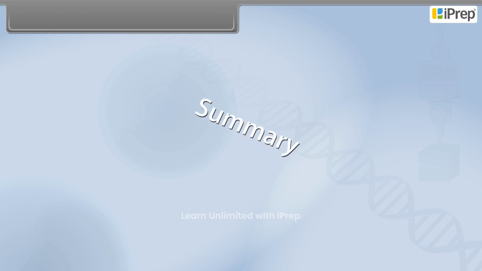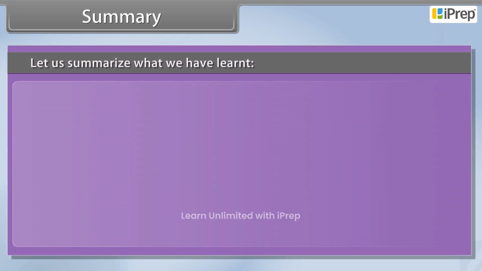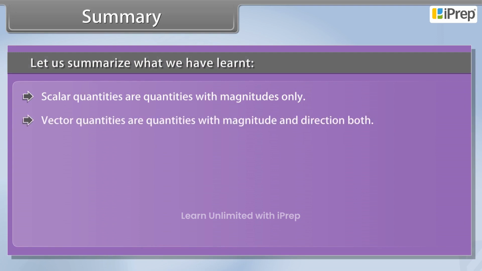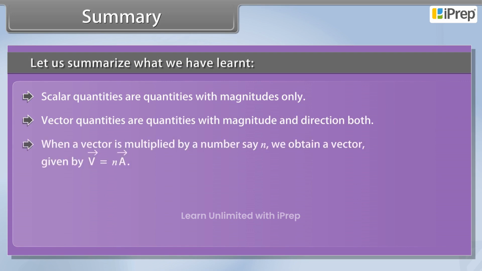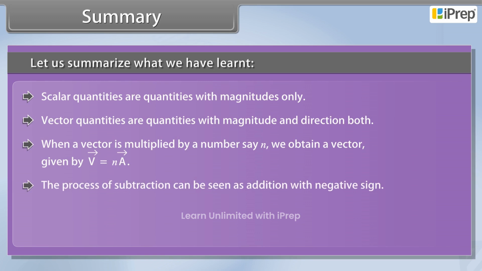Summary. Let us summarize what we have learned. Scalar quantities are quantities with magnitude only. Vector quantities are quantities with magnitude and direction both. When a vector A is multiplied by a number say n, we obtain a vector v given by v vector is equal to n times A vector. The process of subtraction can be seen as addition with a negative sign.